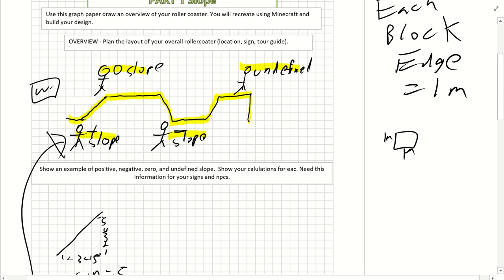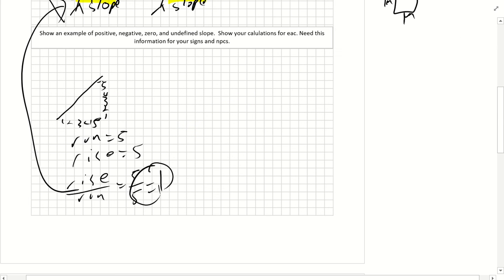That's awesome. But what I need from you is this outline. And then I also need you to go here and calculate and show an example of a positive, a negative, a 0, and an undefined slope. You're going to have to show your calculations, and you need this information for your sign and your NPC. So hopefully that makes sense too.